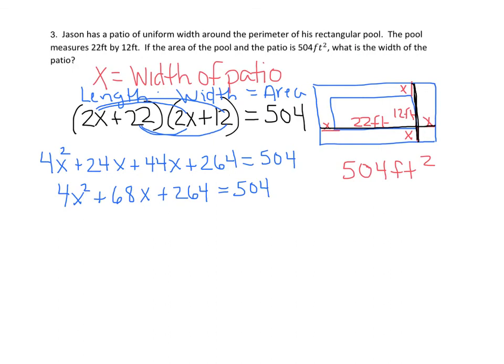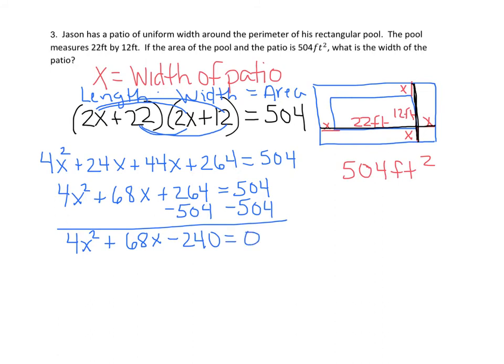Now, in the example above, I showed you that when it equals a number other than 0, we want to make it equal 0. So we're going to subtract 504 from both sides. So now we have 4x squared plus 68x minus 240. And that equals 0. Now you could see this problem has a lot of steps because we haven't even solved it yet. We're just still setting it up. So we first had to define the variable. Then we had to write the equation. Then we had to FOIL so that we can end up setting our equation equal to 0. Now we can start our factoring process.